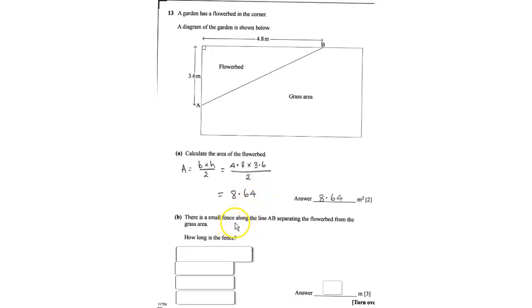There is a small fence, for question B, there is a small fence along the line AB separating the flower bed from the grass area. How long is the fence? So we still involve the right angle triangle. You can see they're wanting the length of A to B. So you can see there's two sides here, and it looks like we're going to be using Pythagoras for this because it's a right angle triangle.